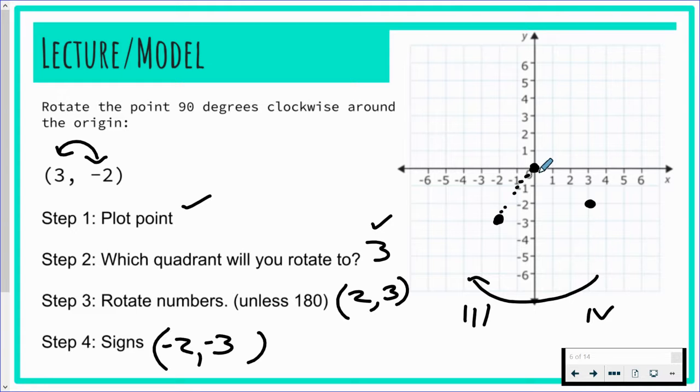And then if you watch the magic, you realize that these 3 points, the origin, our original point and our new point, they form a 90-degree angle, which is why it's called a 90-degree rotation. All right.